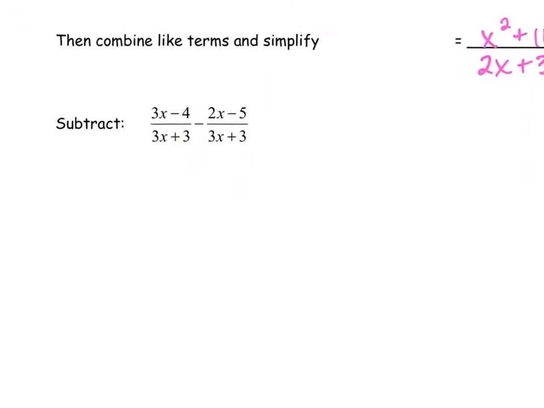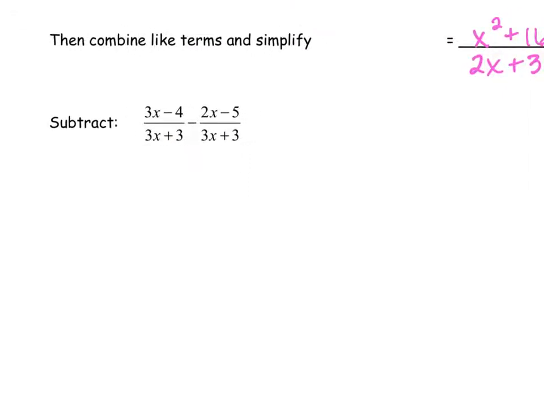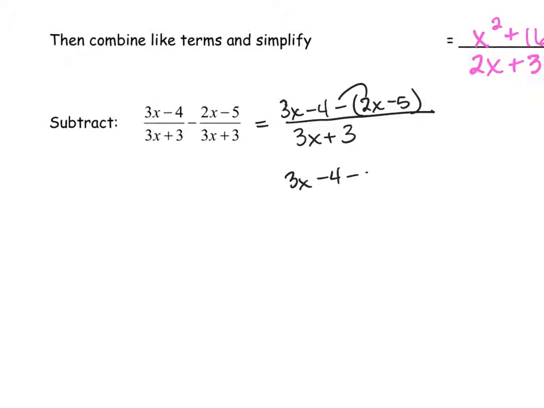So I'm going to zoom in over here on this one. First, to get this down to one fraction, we know we are going to have a common denominator of 3x plus 3. On the top, we're going to have 3x minus 4, minus the 2x minus 5. So then we want to distribute that. So we'll have 3x minus 4 minus 2x plus 10 over 3x plus 3.